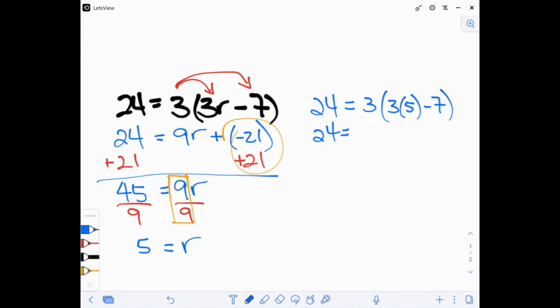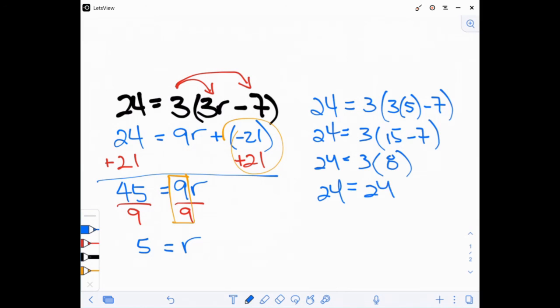we'll do what's in the parentheses first. 3 times 5 is 15 minus 7. 24 equals 3 times 15 minus 7 is 8. So we have 24 equals 3 times 8, which is 24. This works. That's a true equation. 24 equals 24. Check, check. So I know my solution is r equals 5.